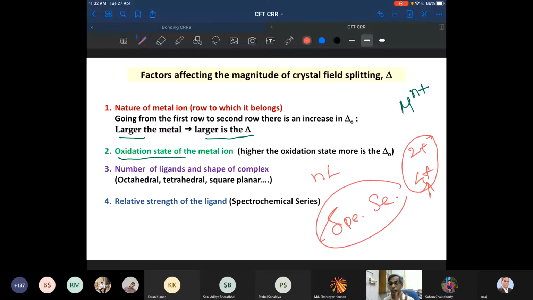So four things come into the picture when we are talking about the crystal field splitting of d orbitals. Number 1 is the nature of the metal. Number 2 is the oxidation state. Number 3 is the number of ligands. Number 4 is the relative strength of the ligand.